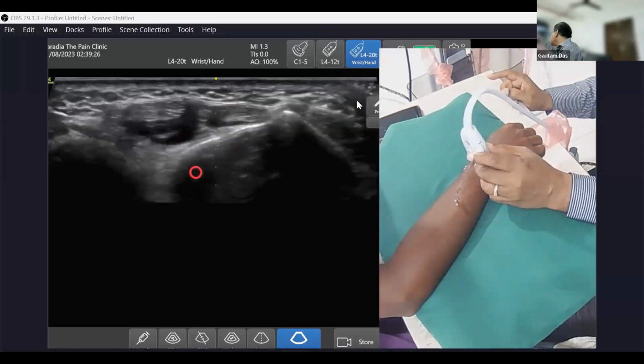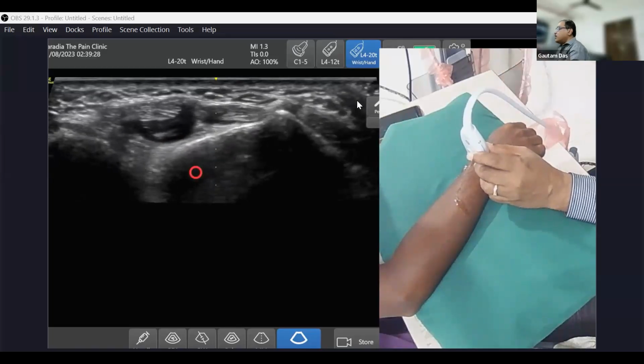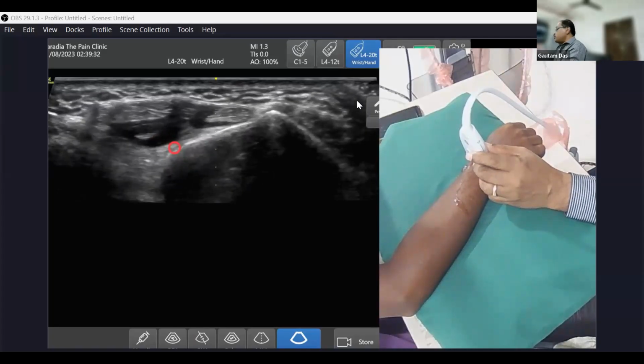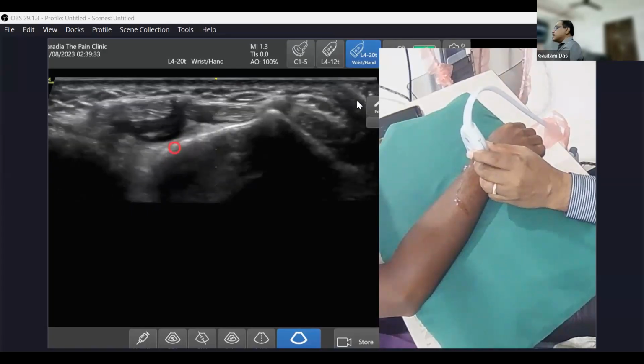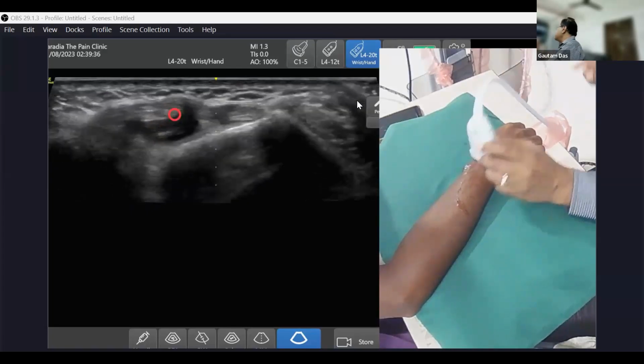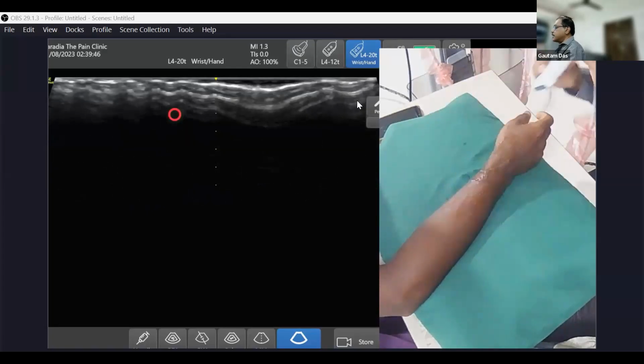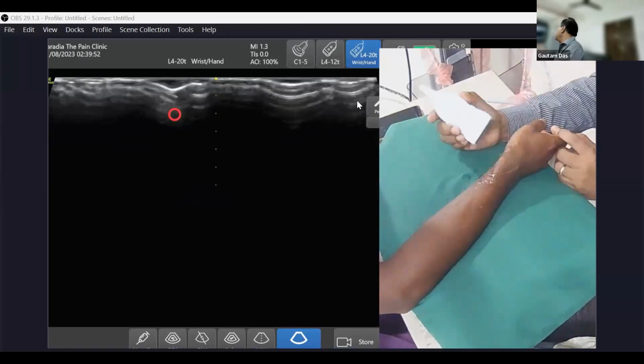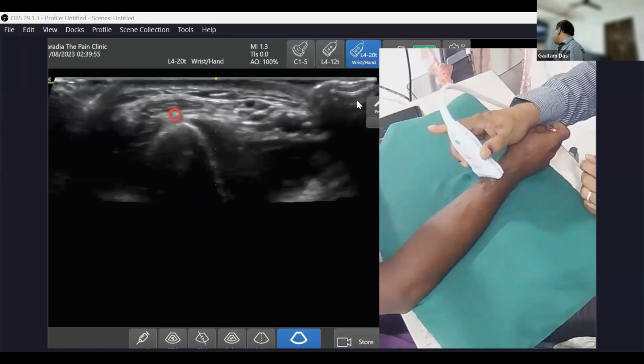These are the extensor indices. Now, I'll be quickly showing you the superficial branch of the radial nerve. That day I told you that it comes under the brachioradialis muscle, and after that it becomes subcutaneous and lies between the radius and the radial artery. So you can trace it between here.